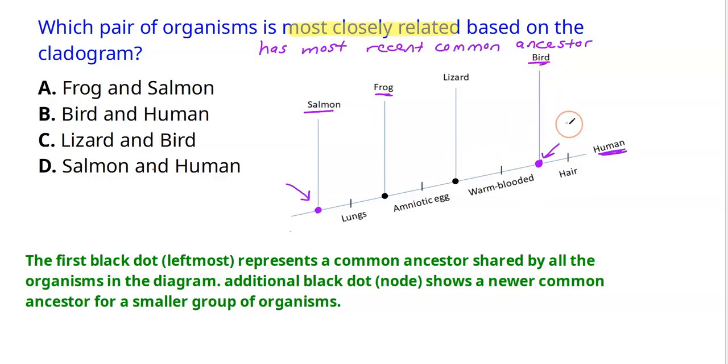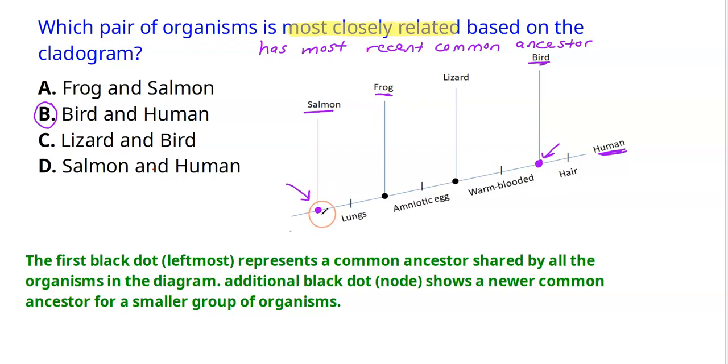Well, which one is more recent? Well, remember when you read this cladogram from left to right, this is way back in time. And as you move up the cladogram on the main line, this is closer to the present. So this is more recent. So it's looking to me like B is going to have to be our answer. That the bird and the human have the most recent common ancestor because it occurred right here, which is closer to the present. This is farther back in time.